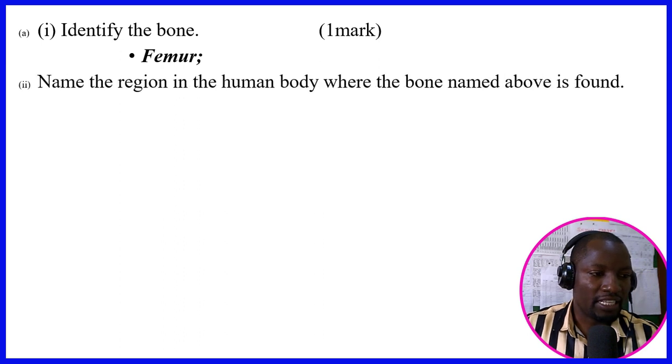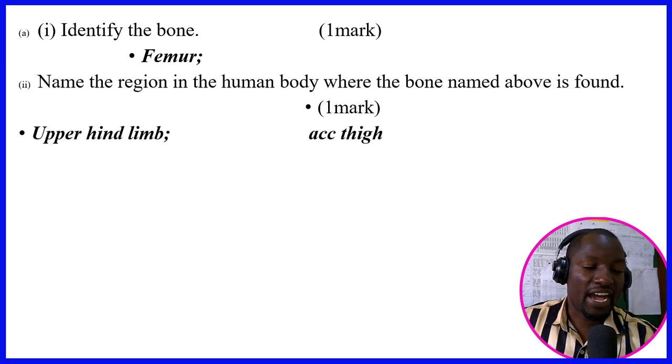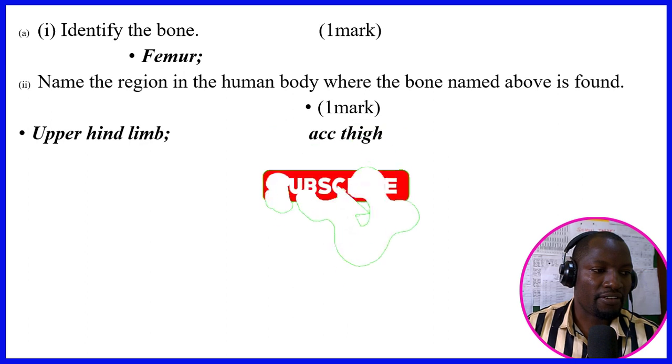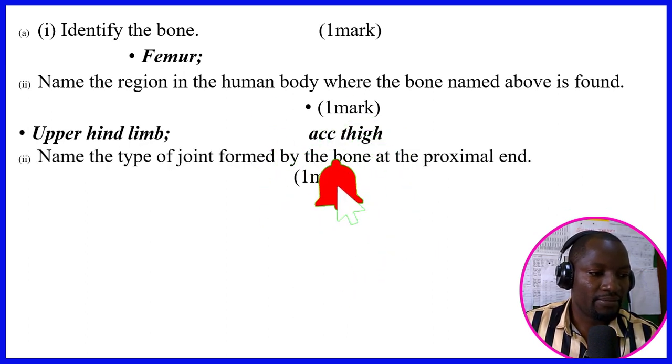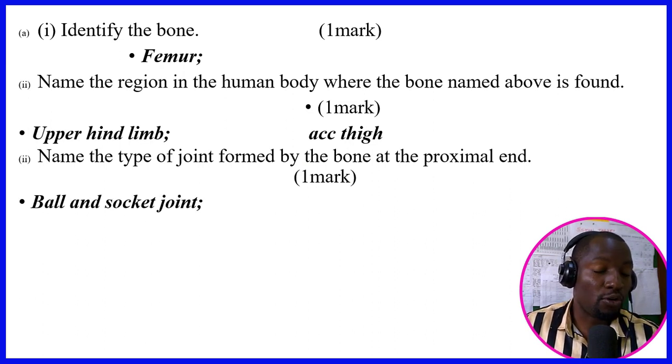Name the region in the human body where the bone named above is found. The femur is found at the upper hind limb, or the thigh region. Name the type of joint formed by the bone at the proximal end. That is a ball and socket joint.